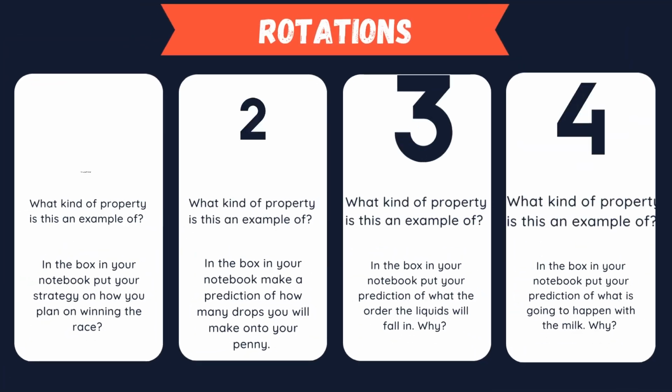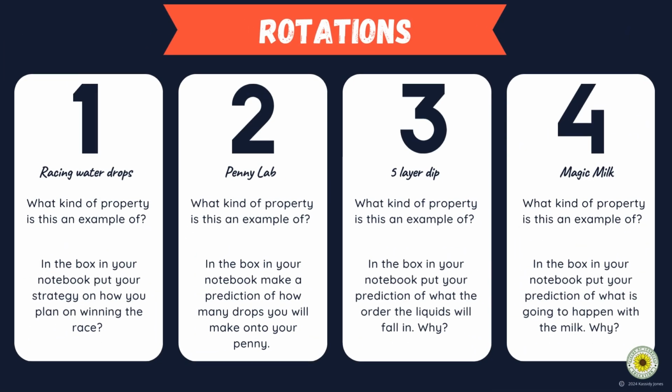Then, in your workbook, you have 4 boxes, and this is to put your prediction for each one of these labs. In box number 1, we are going to write the property that our racing water drops lab is an example of once we have done the lab. For now, I want you to do the second portion of it. In the box in your notebook, put your strategy on how you plan on winning the race.